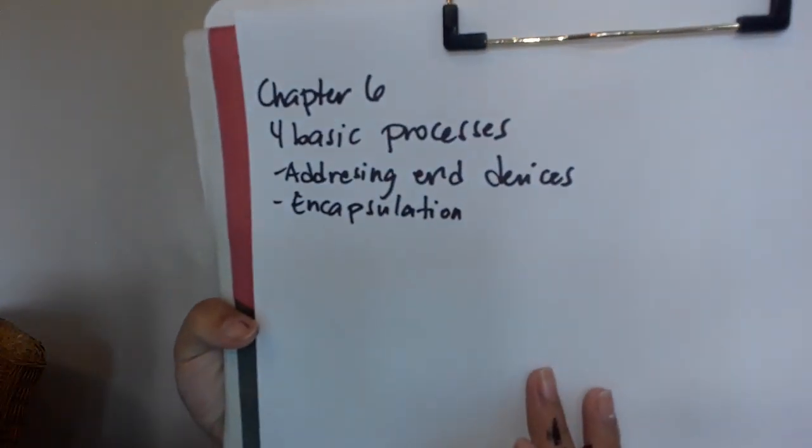Next is encapsulation. The network layer encapsulates the protocol data unit, or PDU, from the transport layer into a packet. The encapsulation process adds IP header information, such as the IP address of the source, or sending, and the destination, or receiving, host.